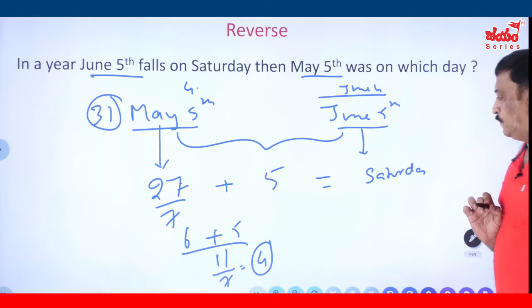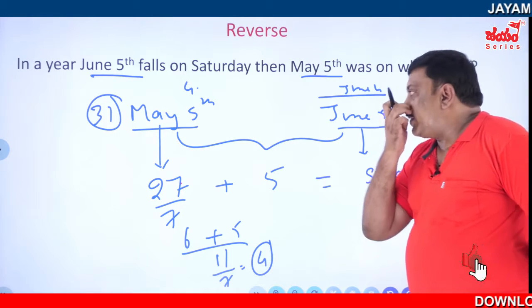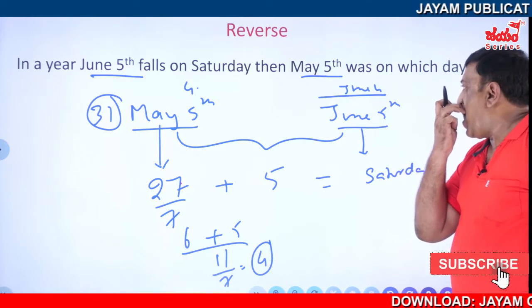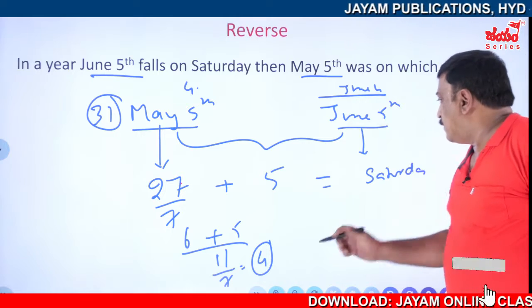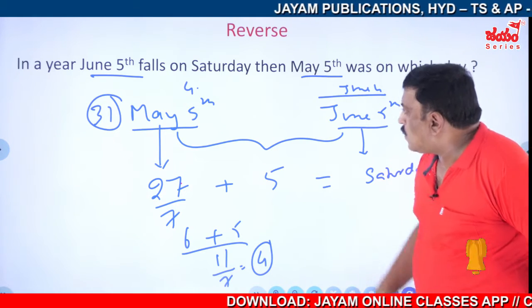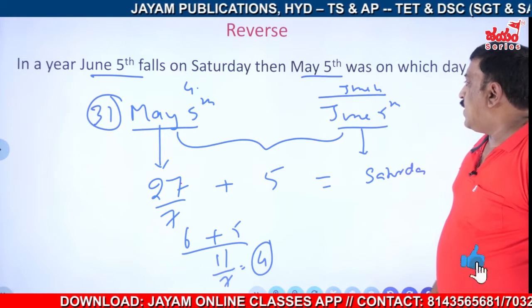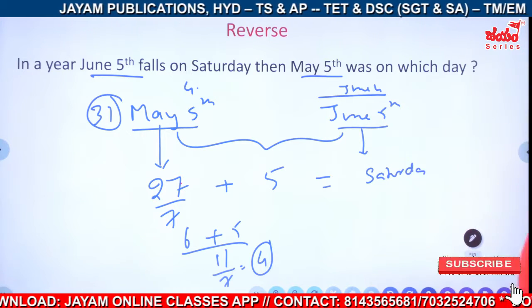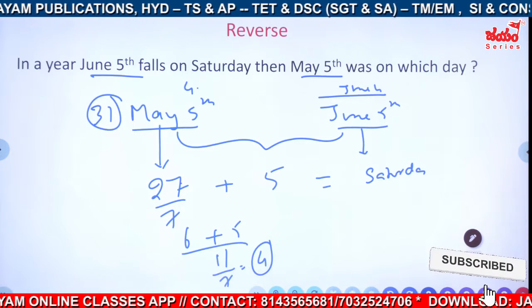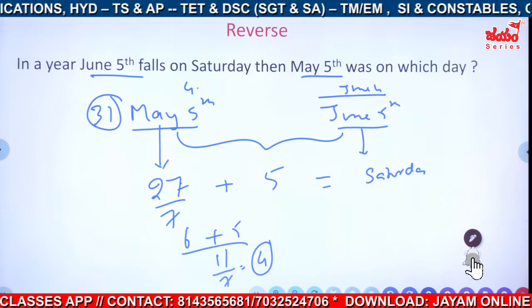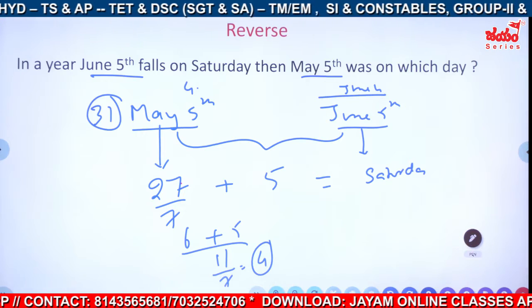So I have made some mistake. Where is X? June 5th to May 5th.